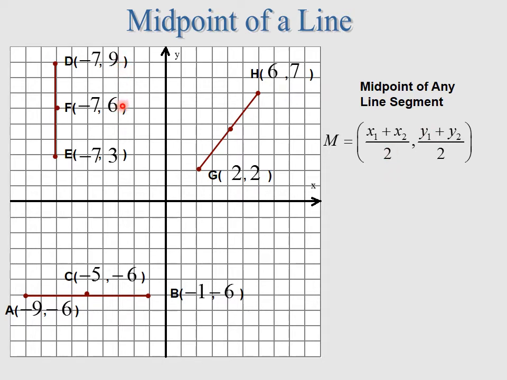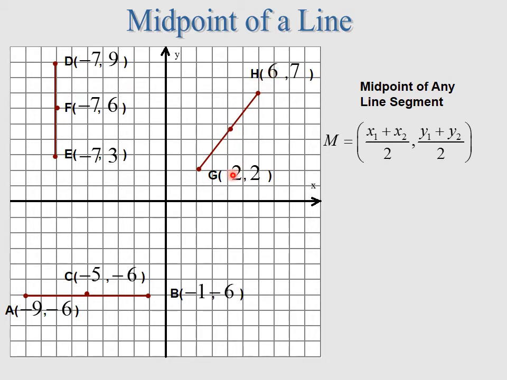Here, in order to get the 6, let's see if that worked. The 9 plus 3 is 12, divided by 2 gives us 6. It worked there. Let's see if it works here. The negative 9 plus the negative 1 is negative 10, divided by 2 is negative 5. So yes, indeed, it does work. It worked for the x and it worked for the y in this case. So now we have a concrete way of finding the midpoint for this point over here. Let's go ahead and do that.